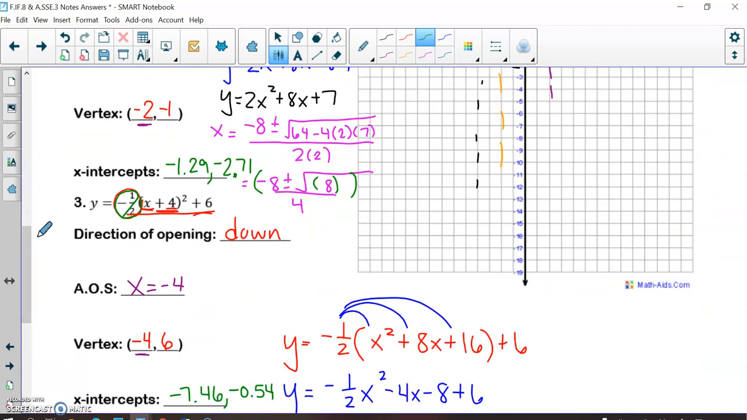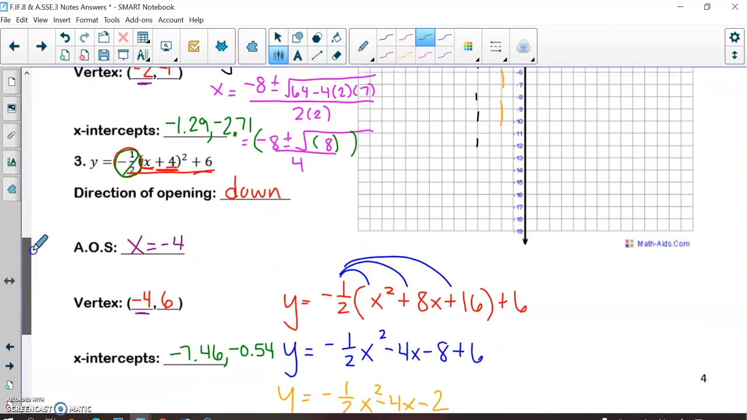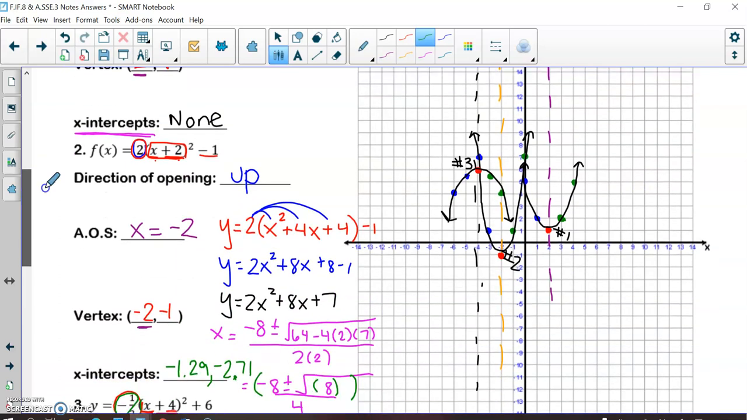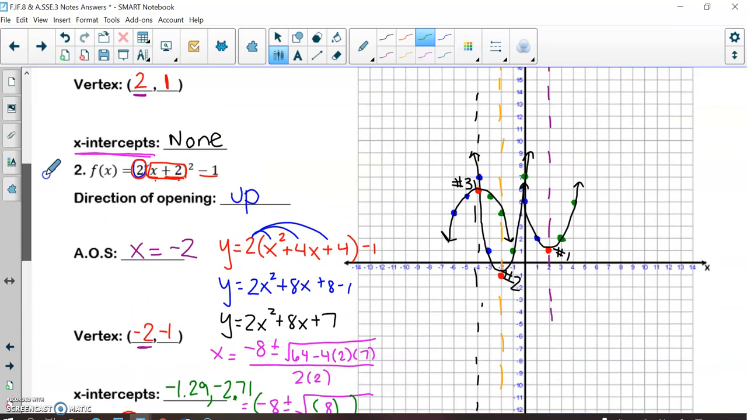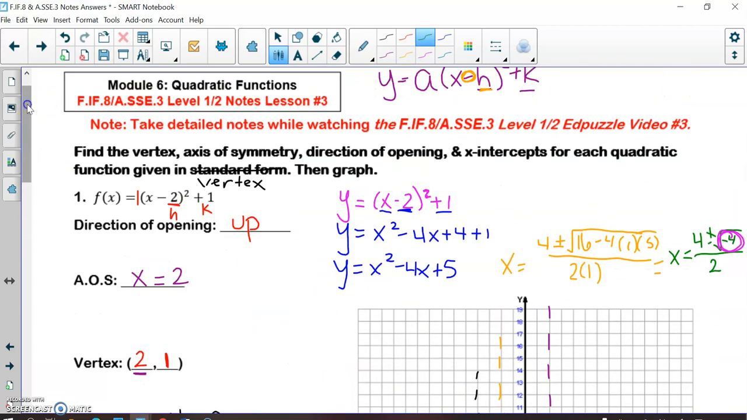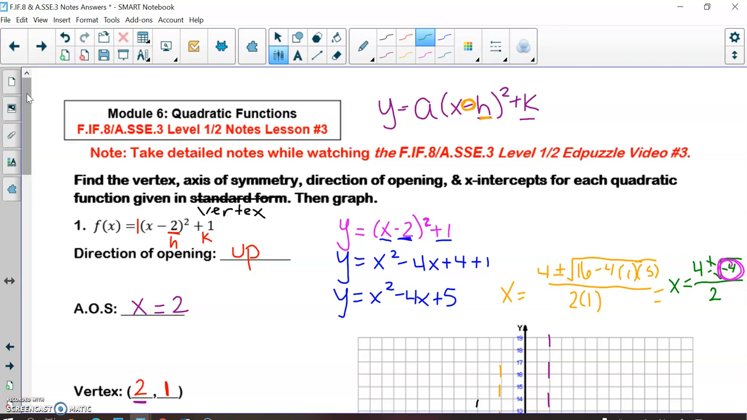So we couldn't have used factoring on any one of these, because factoring can only be used if I wind up with whole number x-intercepts or fractions that end. These are fractions or decimals that go on forever and ever. So the only one that I could have used is quadratic formula or completing the square to solve for my x-intercepts on these. All right, that brings us to the end of levels 1 and 2. Now you're going to practice.